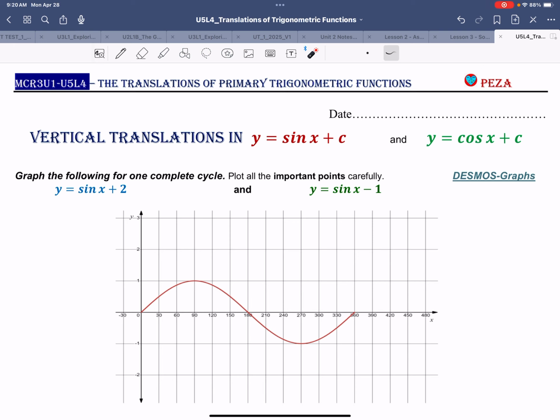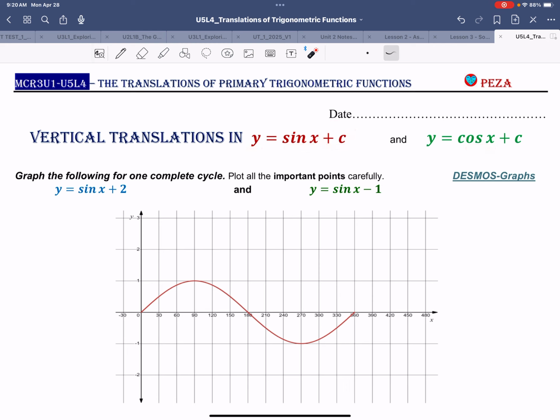Now, great news. This is something that we have done in the past. So we have observed vertical translations in functions in Unit 3 in this course. And now we are applying the vertical translations to trigonometric functions. So for this, we have a number that is added to the function itself, to the y values of the function, y equals sine of x, or y equals cosine of x.